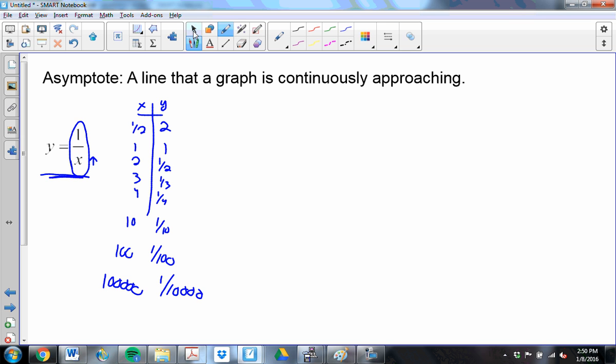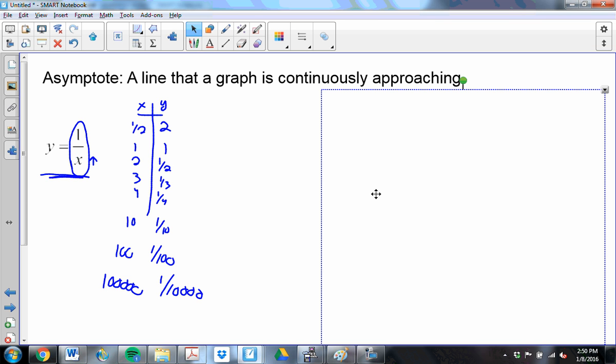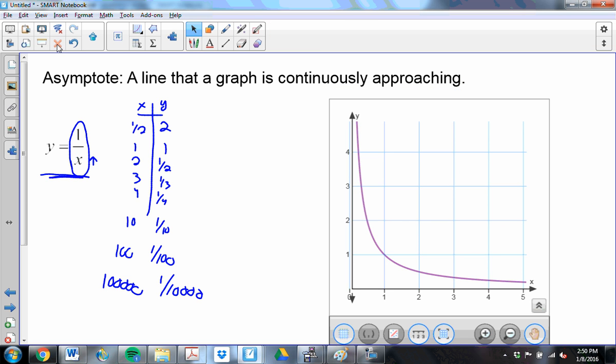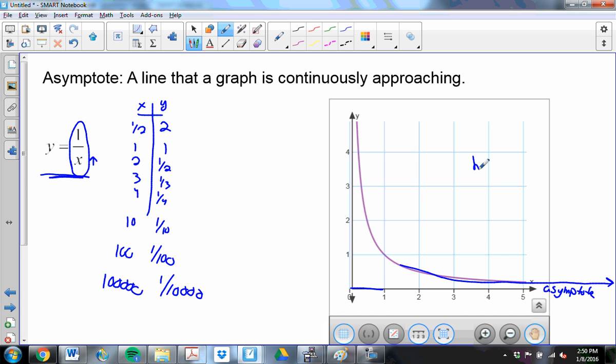In fact, if I were to take a graph of 1 over x, and this is just showing the first half of it, you can see this line just keeps getting closer and closer to 0, but never actually touches it. It never actually crosses this x-axis. And this line is called an asymptote. So an asymptote is a line that your graph gets closer and closer to, but never actually touches. This has a horizontal asymptote, and it's a horizontal line at y equals 0.